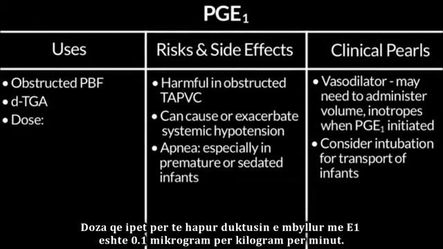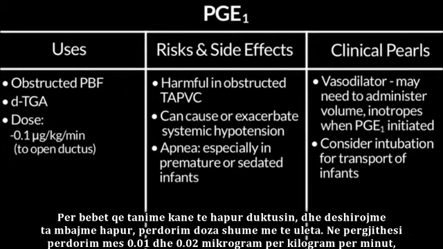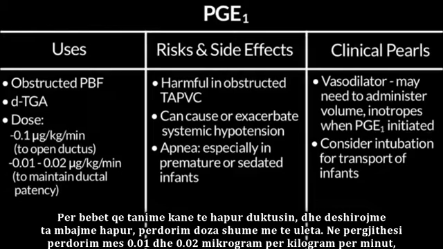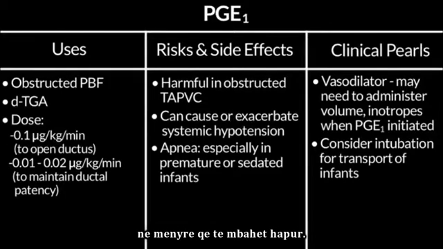The dose that's used to open a closed ductus with the E1 is 0.1 micrograms per kilogram per minute. For babies that already have open ductuses and one wants to maintain patency, we use a much lower dose. We generally use between 0.01 and 0.02 micrograms per kilogram per minute in order to maintain patency.